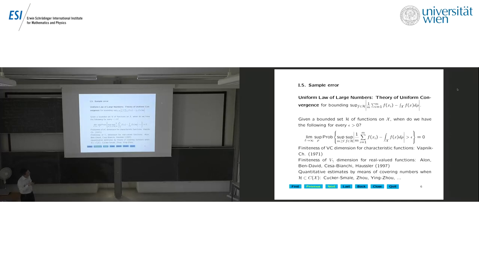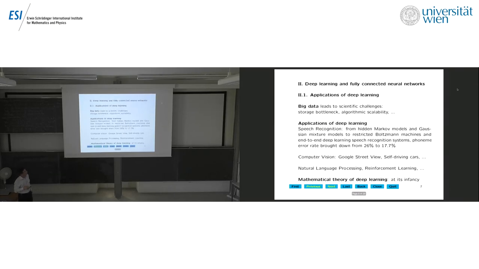When the functions in the hypothesis space are indicator functions, just characteristic functions, then this is characterized by VC dimension. But if H contains continuous functions, then it should be characterized by a V gamma dimension or some other more complicated quantities. But most of the time, we simply use covering numbers to estimate this quantity. So this is a very classical learning theory. Now, these days, we work on deep learning.